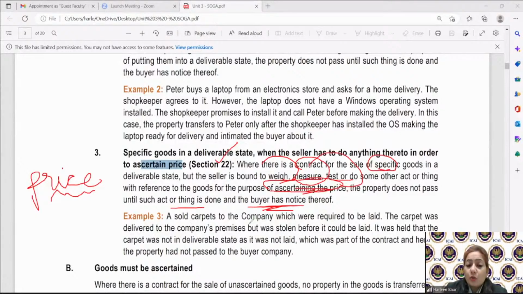A sold the carpets to the company. So here company is the buyer and A is the seller, which were to be laid down. Laid means that you have to spread the carpets in their company. Carpets were delivered, but it was stolen before they could be laid. Whose responsibility is it? You tell me first. Who will be held liable? And why? So there were carpets which were to be laid.